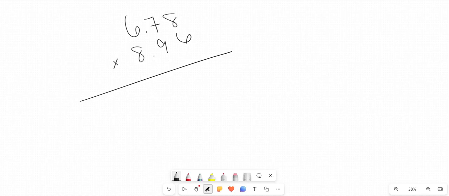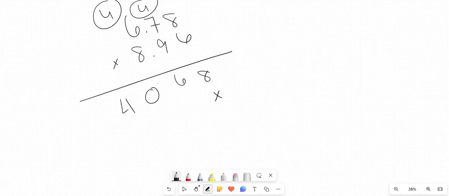So 8 times 6 is 48. And then we're going to do 6 times 7 plus 4 is 46. 6 times 6 plus 4 is 40. And then we're going to put an X. We're going to start moving on to 9. 9 times 8, 72. 9 times 7 plus 7 is 70. 9 times 6 plus 7 is 61.